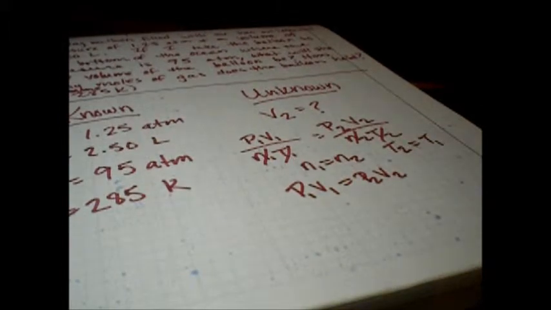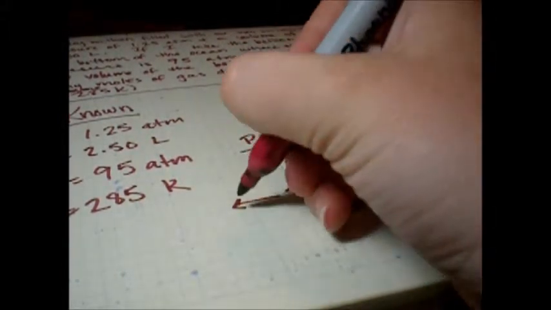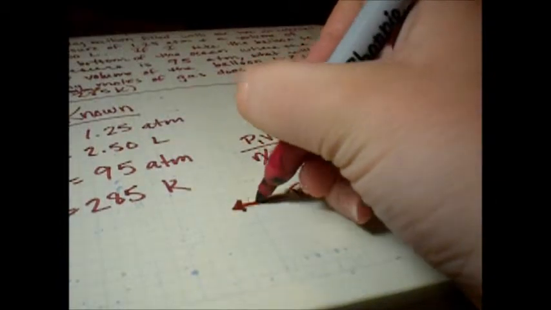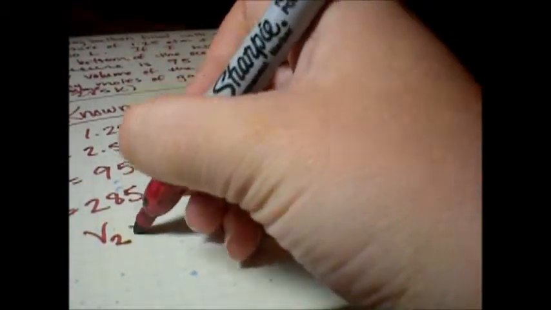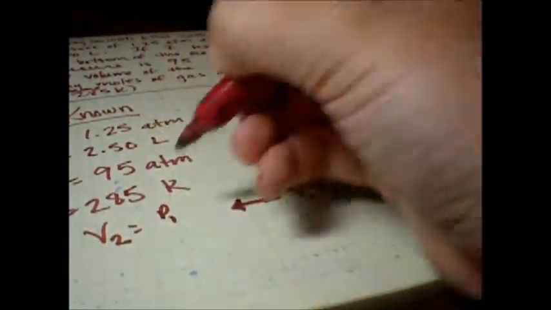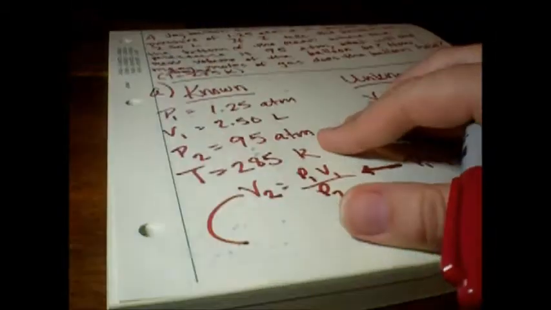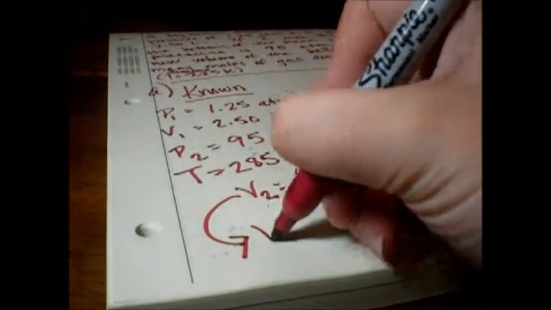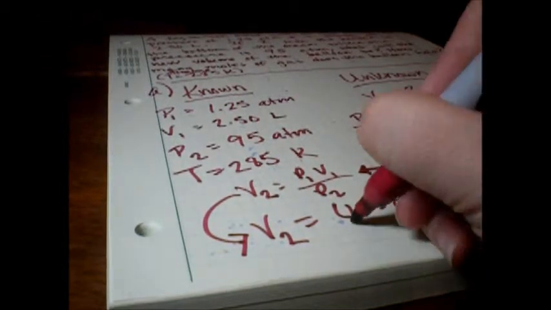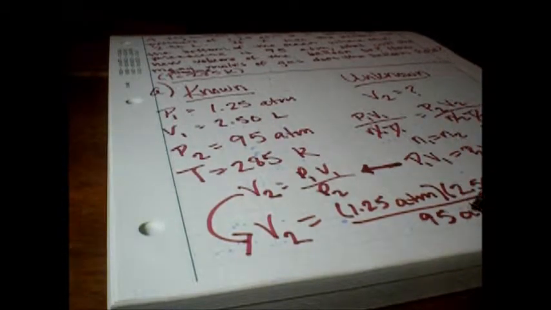And if we're looking for V2, then we need to rearrange our equation to give ourselves V2 isolated by itself on one side. We divide both sides by P2 and we get P1V1 over P2 equals V2. And now we can go ahead and plug stuff in. V2 equals P1, 1.25 atmospheres, times V1, 2.50 liters, over P2, 95 atmospheres.